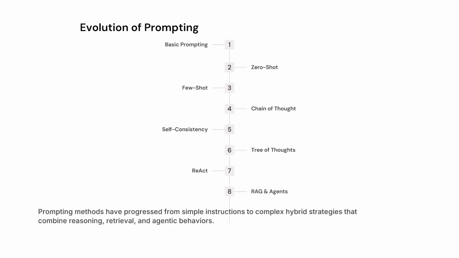Finally, we are going to look at how prompt engineering has evolved over time. So firstly, we used to just focus on basic prompting. Followed by that, we focused on a few prompting techniques like zero shot, few shot, or chain of thought. And lately, we have been using techniques like ReAct and RAG and agents. So we will be covering each of these techniques in detail in our upcoming videos.